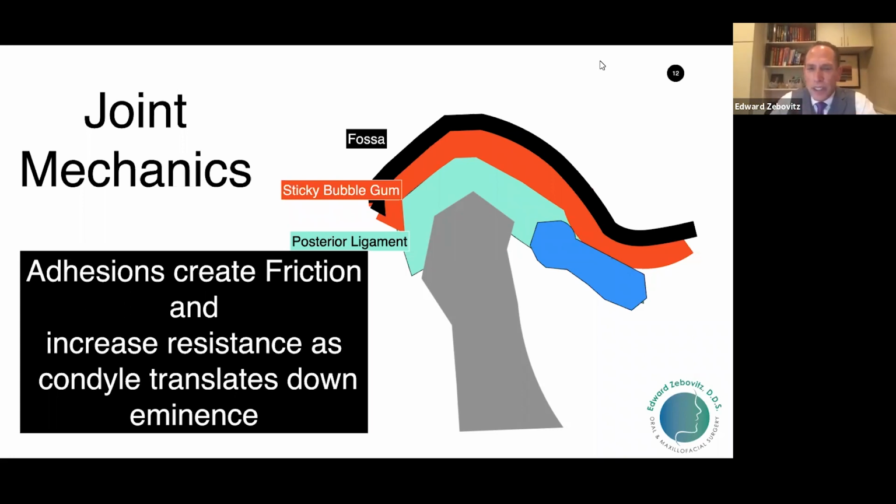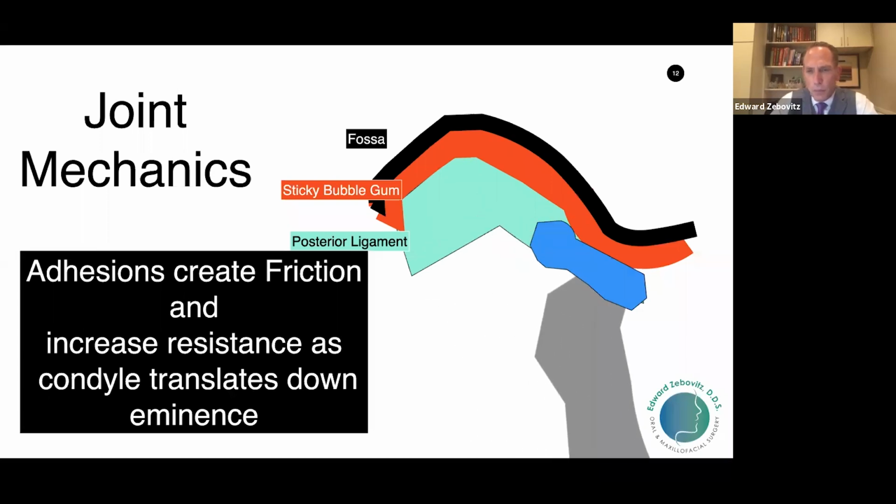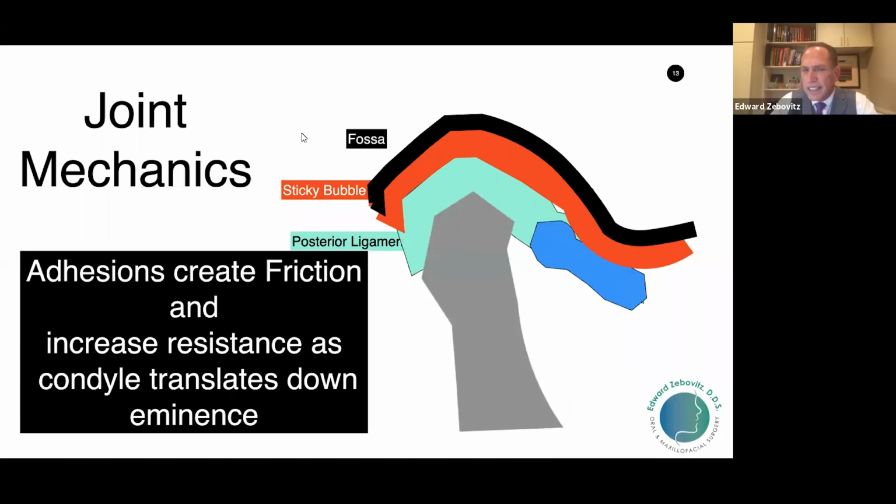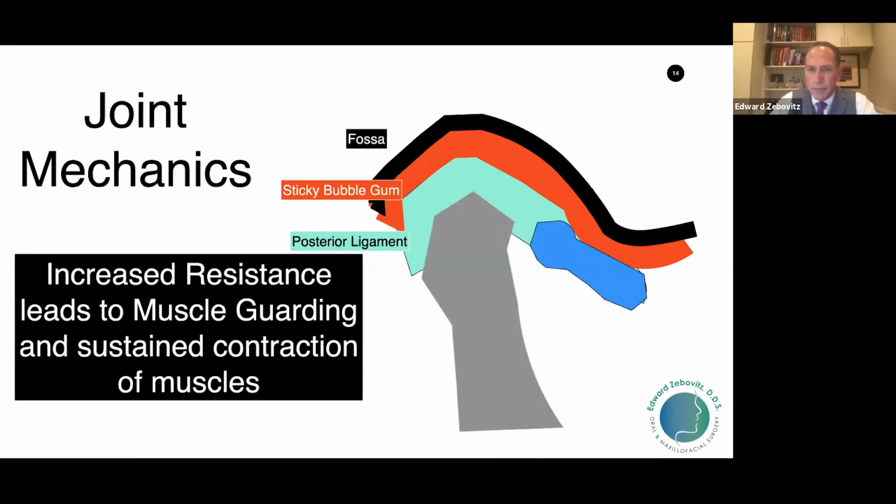So, continuing: when we have this friction, we slide down, and it's just not sliding as smoothly as it might. We talked about how when we have increased resistance, we have increased muscle guarding at the same time. Muscle guarding is when it's not smooth, our muscles tense up. And if we have a tense muscle, this goes back to our biochemistry in dental school, we activate the Krebs cycle.